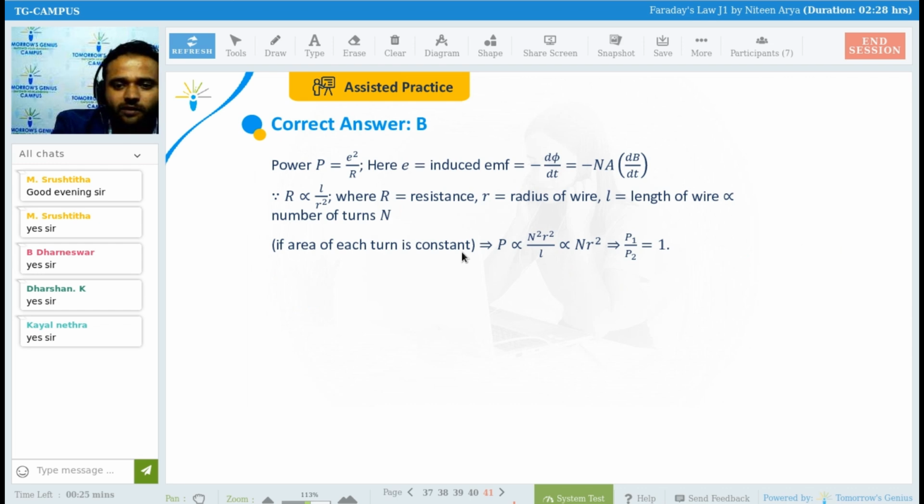So power is this. Induced EMF is going to remain the same. Where R, my resistance, is rho L by A. So rho is constant for any particular material. L and A change the resistance. How is phi going to be the same? Phi here, B is the same. B same.